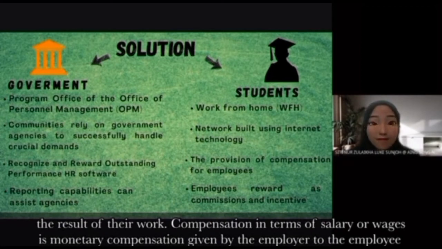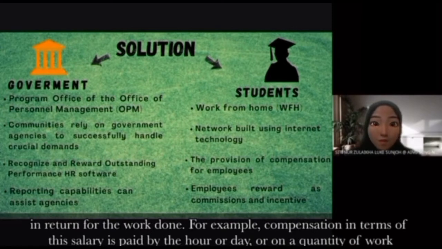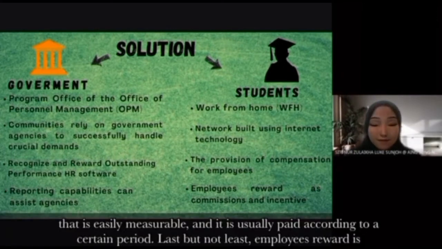Compensation in the form of salary or wages is monetary compensation given by the employer to the employee in return for the work done. For example, compensation in terms of salary is paid by the hour or day, or on a quantity of work that is easily measurable, and it is usually paid according to a certain period.